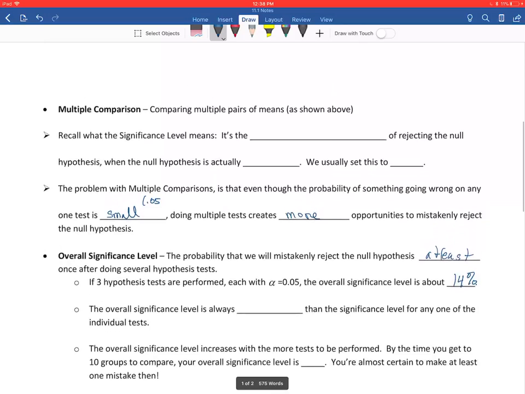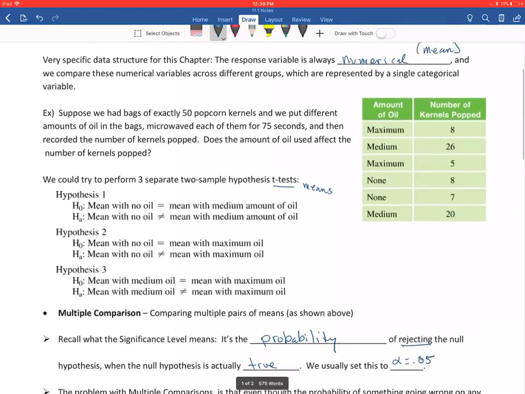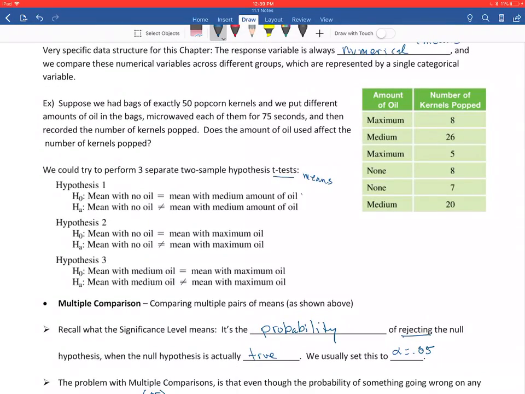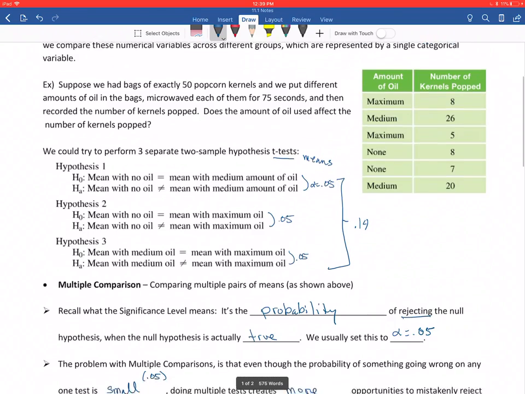So if we go up and look at our original question here, what we're saying is if we set this one to 0.05 and this one to 0.05 and this one to 0.05, and then we do all 3 of them in a row, the overall significance is then 14%. So at that point, there's a 14% chance that we are going to make a mistake in at least one of those, maybe 2 or maybe all 3.